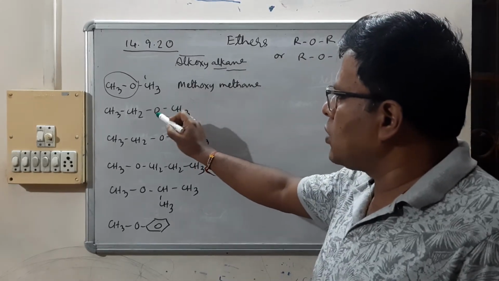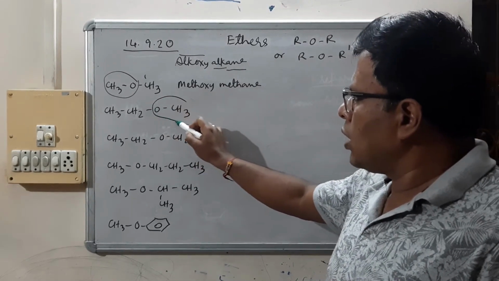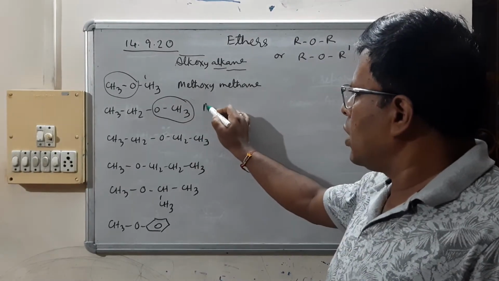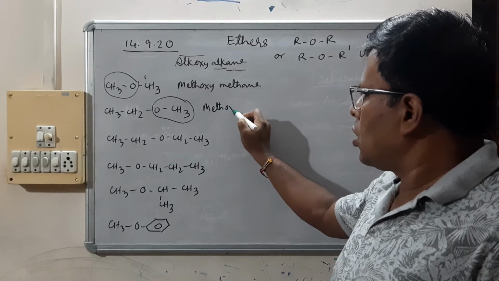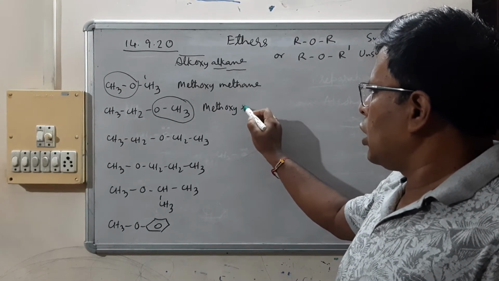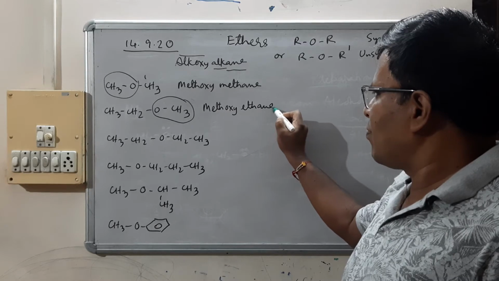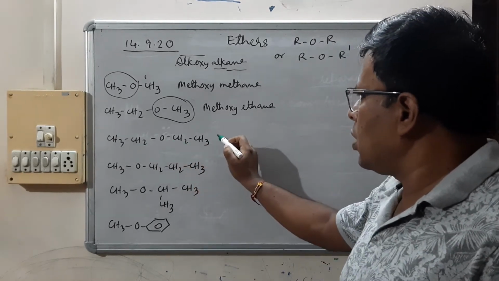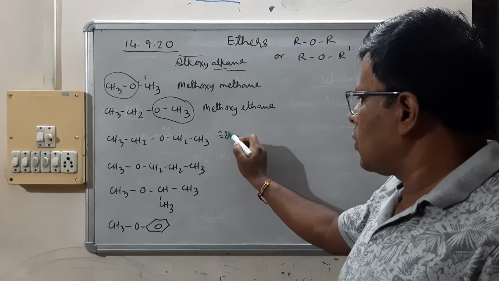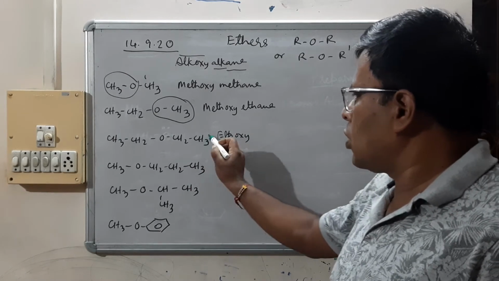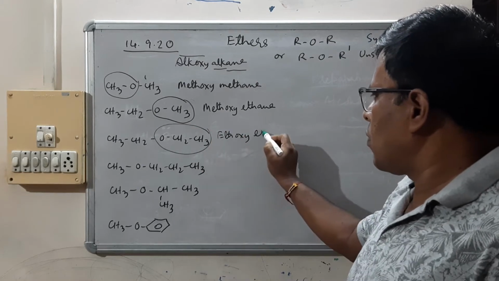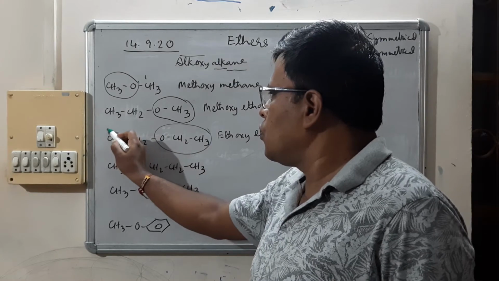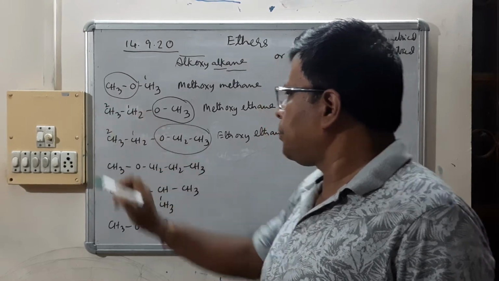For the IUPAC name of this compound, the smaller alkyl group should be in the prefix. So it should be again methoxy ethane. Here it is symmetrical, so it will be ethoxy ethane. The chain is 1, 2. Here the chain is 1, 2.